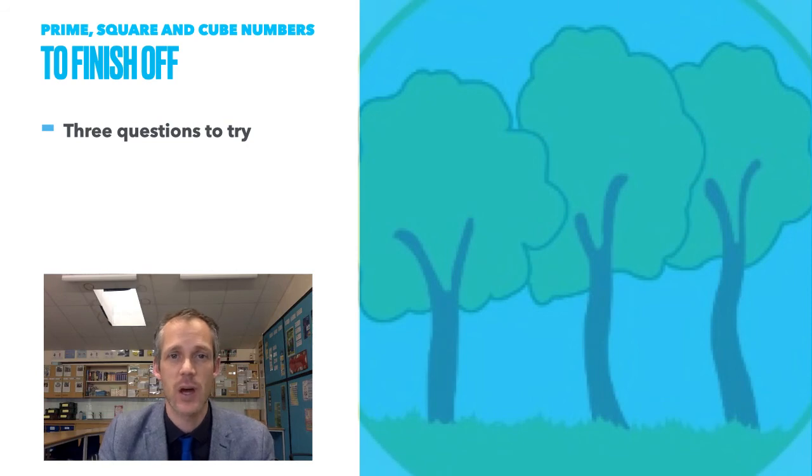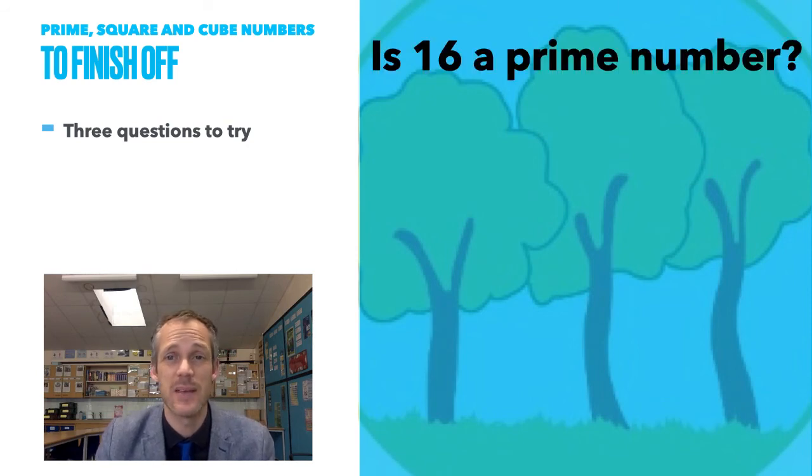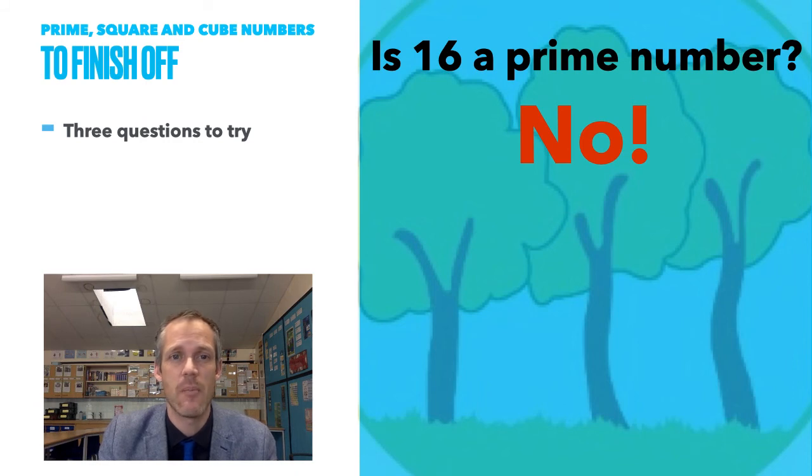Okay, let's go through the answers. Is 16 a prime number? Hopefully you've put the answer, no, it's not. Okay, that's because number 1, it's an even number, which means there are multiple factors that fit into it, not just 1 and 16, such as 4, such as 2, such as 8. Okay, so it is not a prime number.